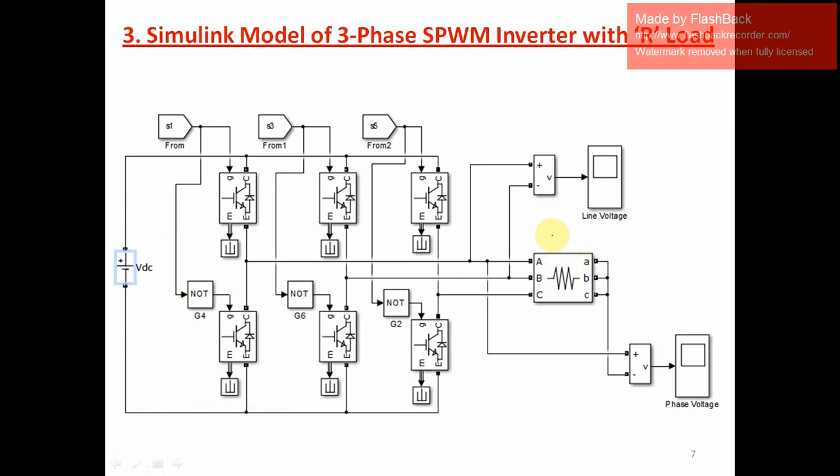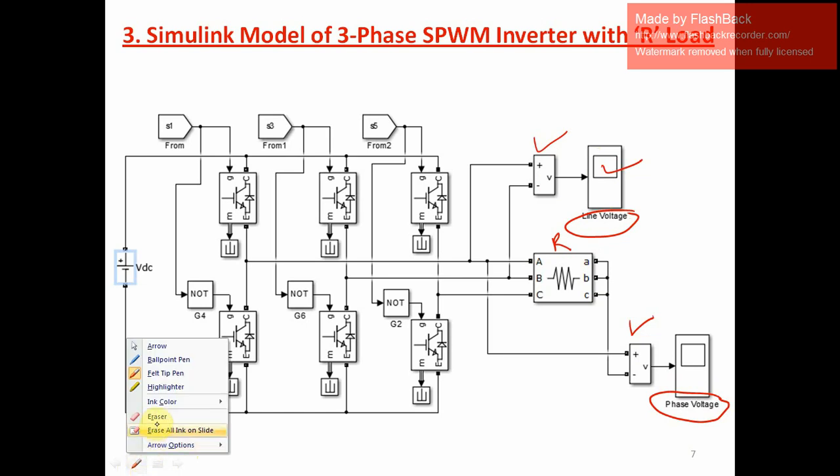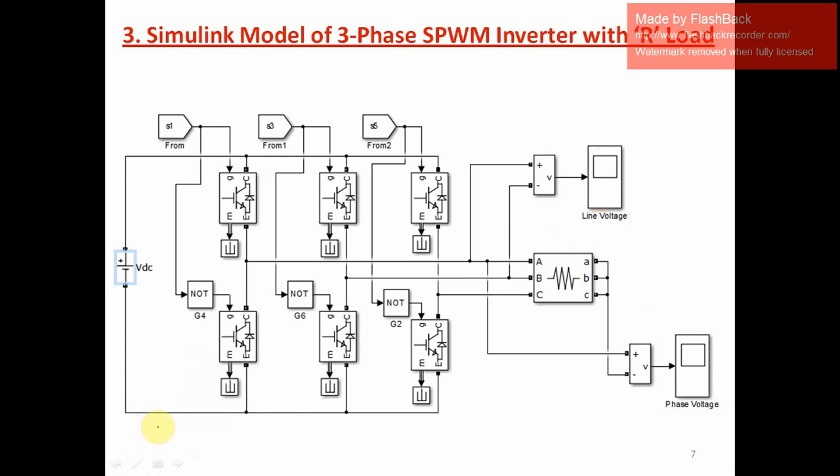Then we have connected a resistive load, a 3 phase R load, with the neutral connected, that means a star connected load. With this arrangement and these voltage measurement blocks, we are measuring line voltages. This is the measurement of line voltage, this is the measurement of phase voltage. So we have line voltage and phase voltage measured over here. So this is the basic Simulink model.